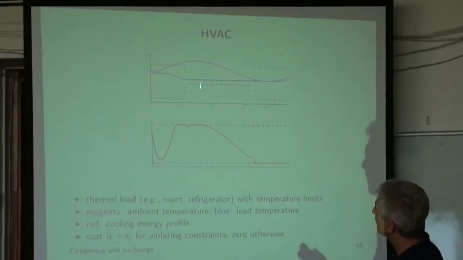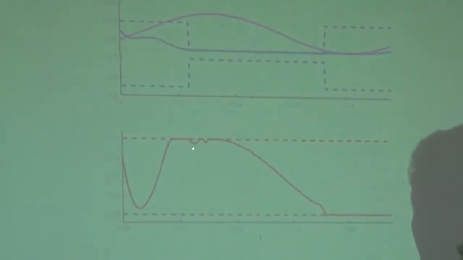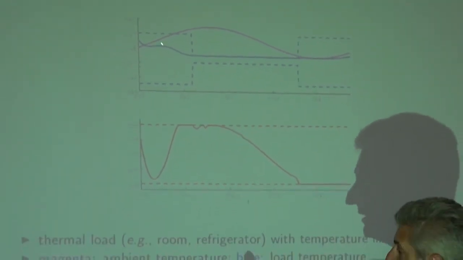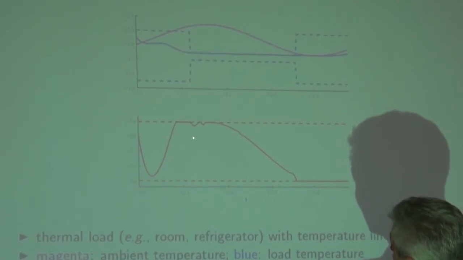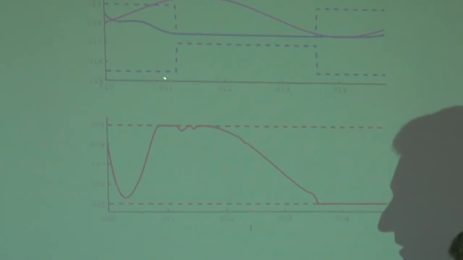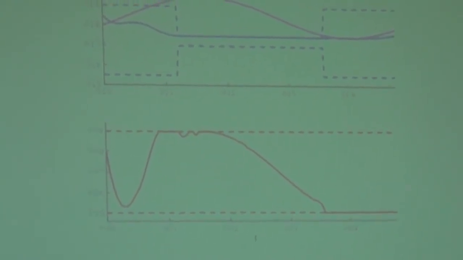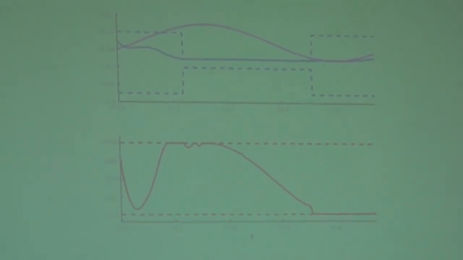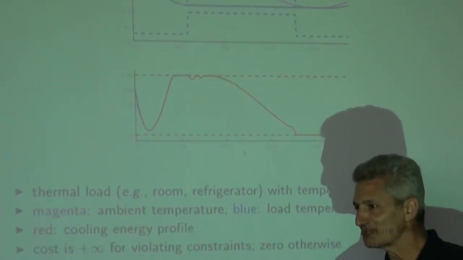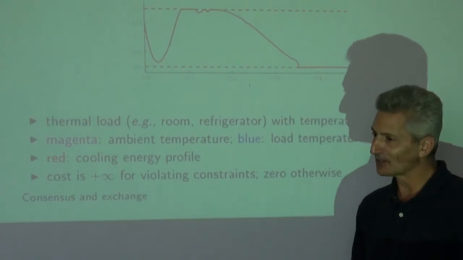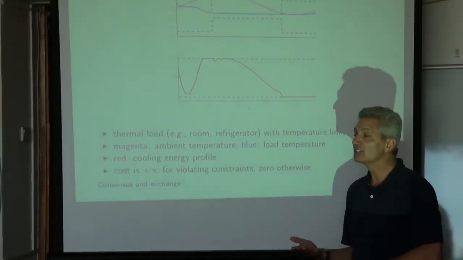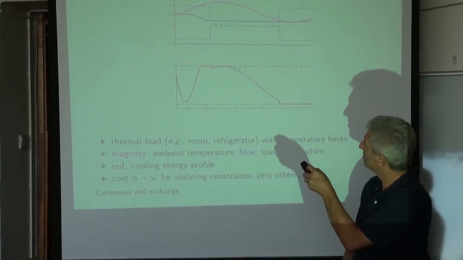And actually, you see something very interesting here in this example. If you go down here, all of this building is completely unoccupied. But if you go down here, you're doing considerable cooling while the building is unoccupied. Anybody want to guess why? To get prepared to the active period? Yeah, you're going to exploit the thermal mass of the building.